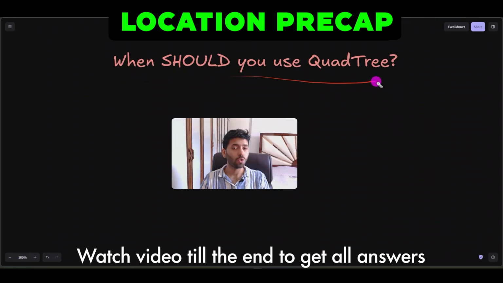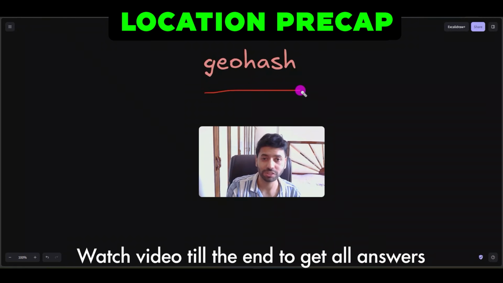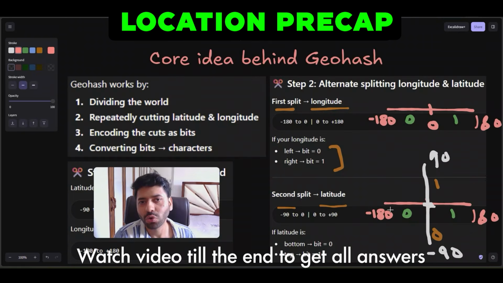When should you use the QuadTree? When not to use the QuadTree? What is the concept that we use in Geohash? How is Geohash stored? How is Geohash different from the QuadTree? Because in QuadTree also you have 4 different regions after the split. Here also when you are doing the splitting you have 4 regions now. So how is Geohash splitting different from the QuadTree?